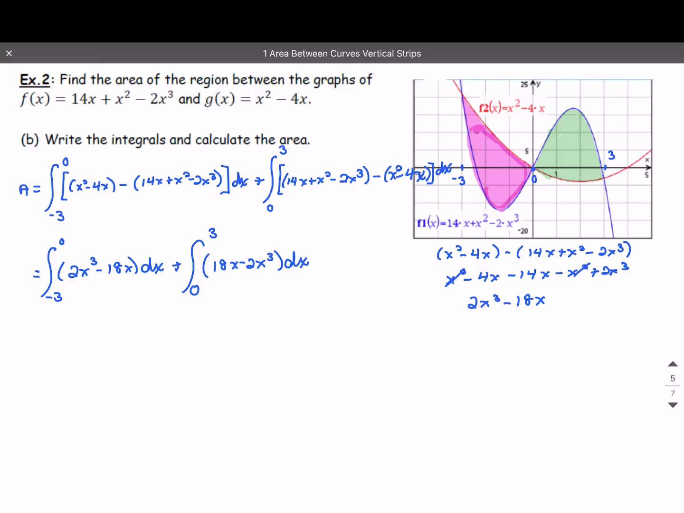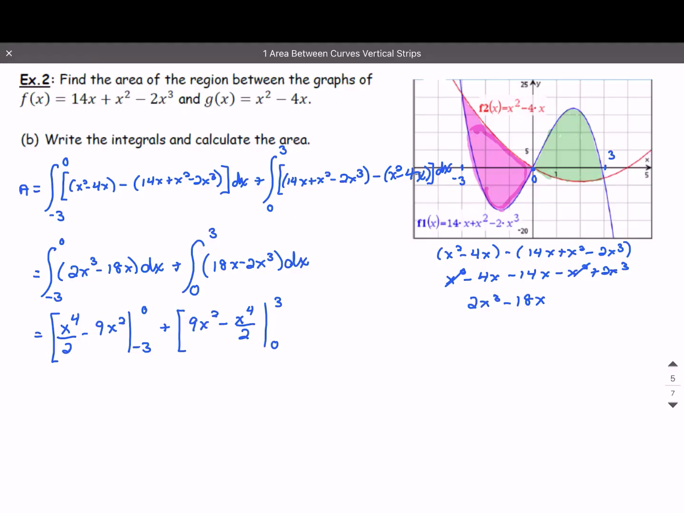Now we're going to take the antiderivatives. The antiderivative of 2x cubed is 2x to the 4th over 4, or x to the 4th over 2, minus 18x squared over 2, or 9x squared, evaluated from -3 to 0, plus the antiderivative of 18x is 9x squared, minus the antiderivative of 2x cubed is x to the 4th over 2. Notice the antiderivatives are the same, they're just different sign.